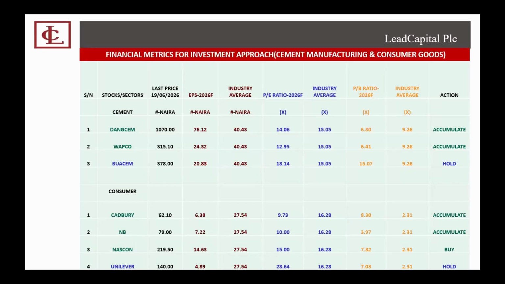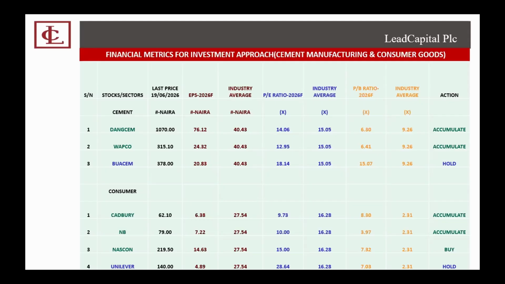Although BUA remains a strong company fundamentally, its PE ratio of 18.14 times exceeds the industry average of 15.05 times. Similarly, its price to book ratio of 15.07 times is substantially higher than the sector average of 9.26 times. It appears the market has already priced in significant growth expectation. There's limited upside compared to its peers. We advise existing investors to maintain position, but fresh entry should be approached cautiously.